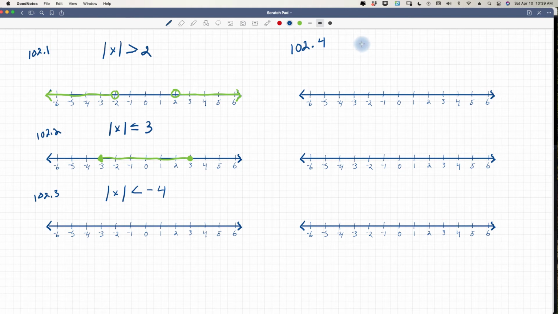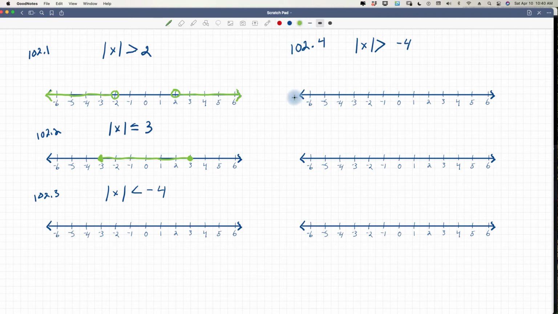So we are graphing the absolute value of x is greater than a negative 4. Okay? All right? This one is also tricky. The absolute value of every number is 0 or a number greater than 0, right? Is 0 greater than negative 4? Yes. Is the absolute value of negative 1 greater than negative 4? Yes, because the absolute value of negative 1 is 1, so 1 is greater than negative 4.